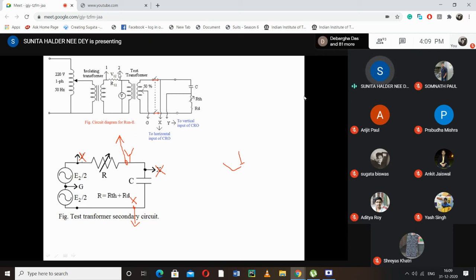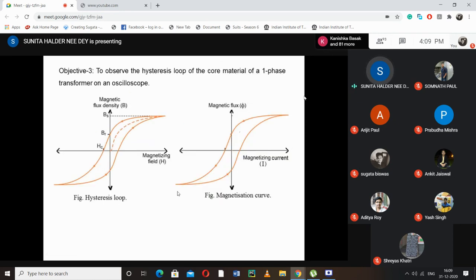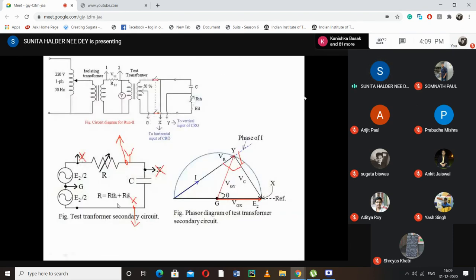So if we want to plot the phi-I curve, we can give V12 to the oscilloscope X plate to give the magnetization current. So on the x-axis we get this one. Now we have to find a voltage which will be proportional to phi. Every voltage in the transformer secondary is proportional to phi because the induced EMF is 4.44 phi F N. All the voltages in the secondary, say in this RC circuit, are some part of E2, because total E2 is equal to the summation of VR and VC.